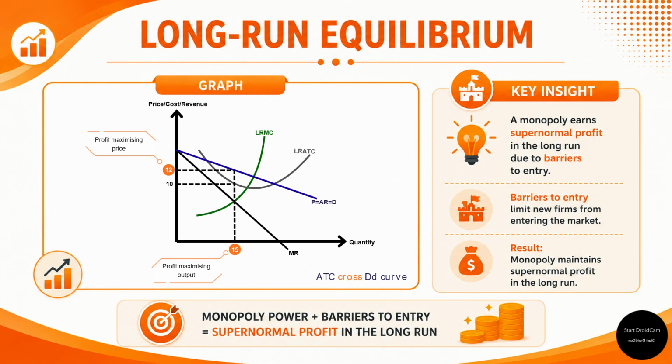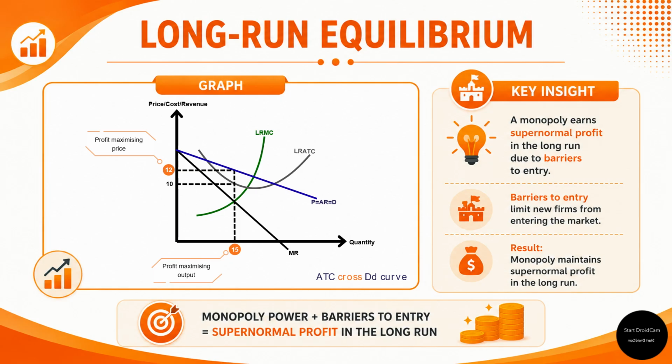Now let's move from the short run to the long run. Remember what normally happens when firms earn supernormal profit in a competitive market? New firms are attracted into the industry. But in a monopoly market, barriers to entry prevent this from happening. The monopolist again maximizes profit where MR equals long run marginal cost LRMC.